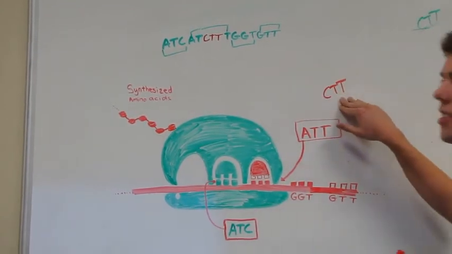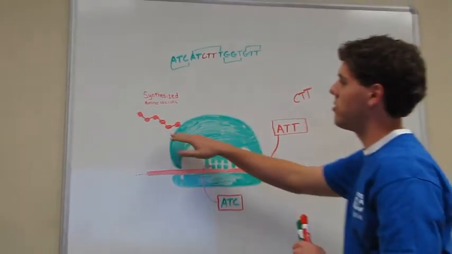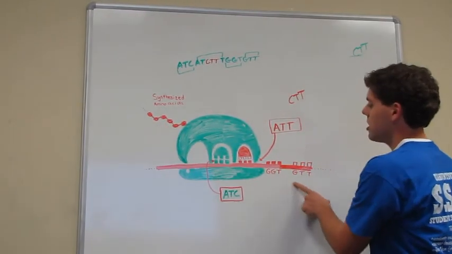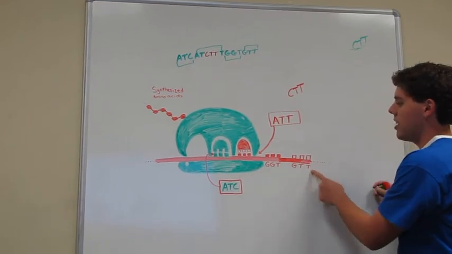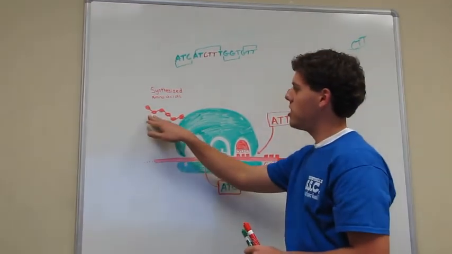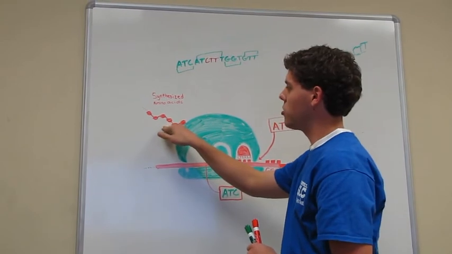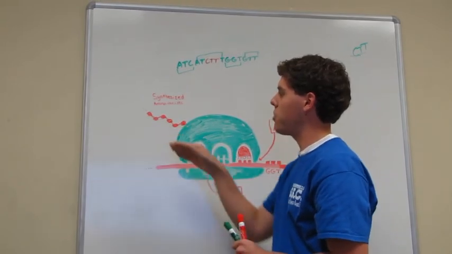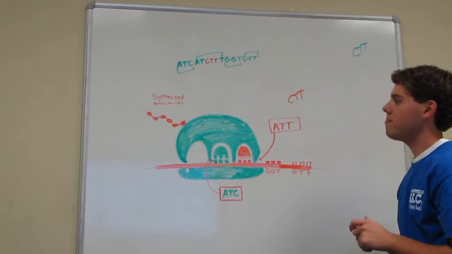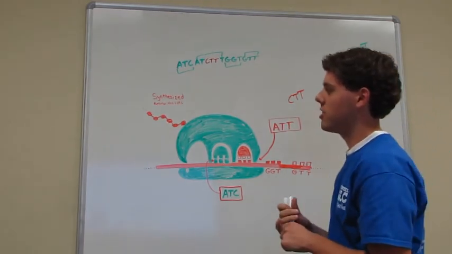So the CTT, the phenylalanine amino acid, is deleted from the sequence. Then the sequence continues with the GTT, GTT, and so on. So your protein is missing one of its essential amino acids, which causes the protein to not function correctly and causes cystic fibrosis disease.